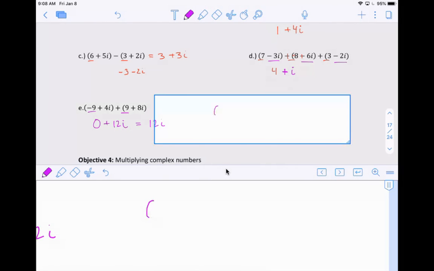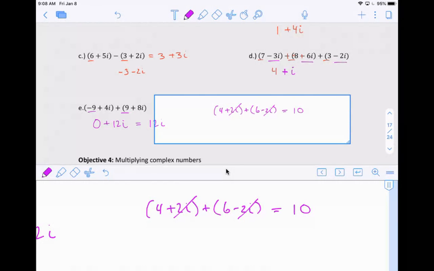Also happens the other way around. If I had 4 plus 2i and 6 minus 2i, well, sorry, there should be a plus sign in the middle. Let me rewrite that. 4 plus 2i plus 6 minus 2i. Well, then feel free to consider these two canceling out, and we're going back to a whole real 10. It happens. It doesn't really change or break any laws. It's just something that can happen, so watch out for that.